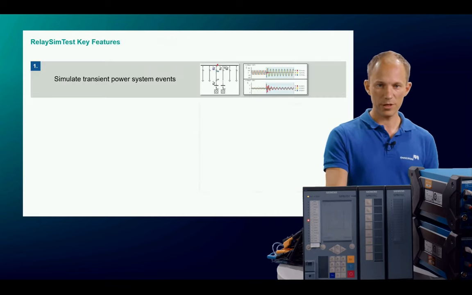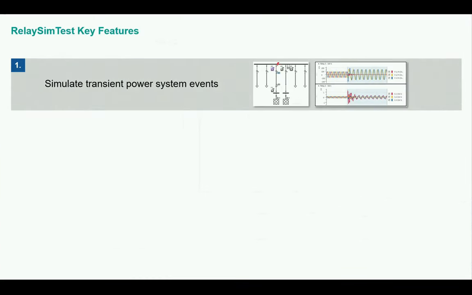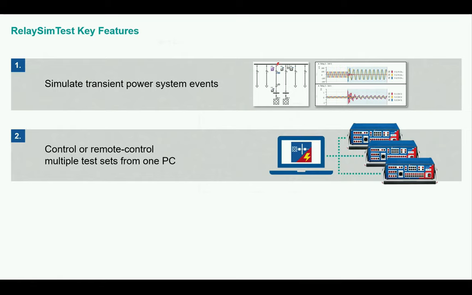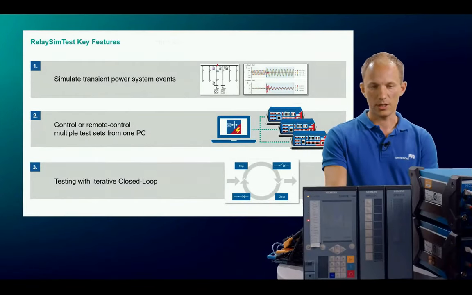Yeah, what are the key features of RelaySymTest? I've already mentioned that we have a transient power system simulation. So we really calculate the currents and the voltages of the system. We can control not just a single CMC, but even more CMCs, either located all CMCs together or a distributed system where you have maybe a line application and you want to inject from the different terminals of the line. And we have a feature that's called the iterative closed loop feature. That's also something I want to show you today.